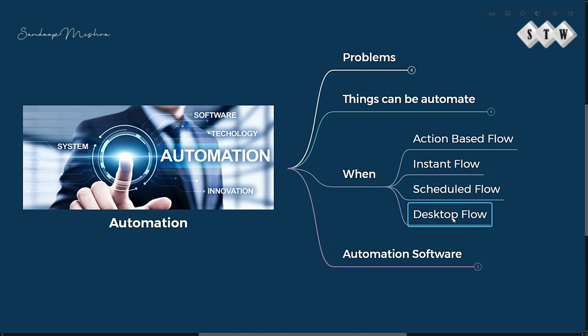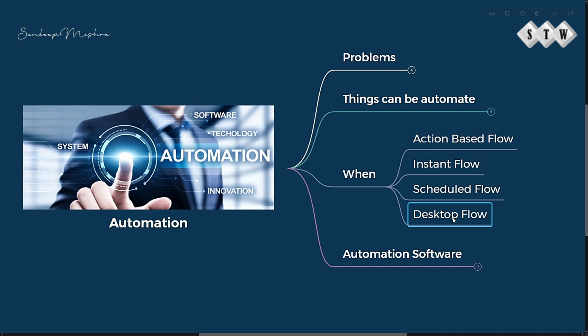And fourth is desktop flow. It means that you can open a software, no matter which software you are using, type your username and password, and then you can do something in your software. And that is what your flow will do.